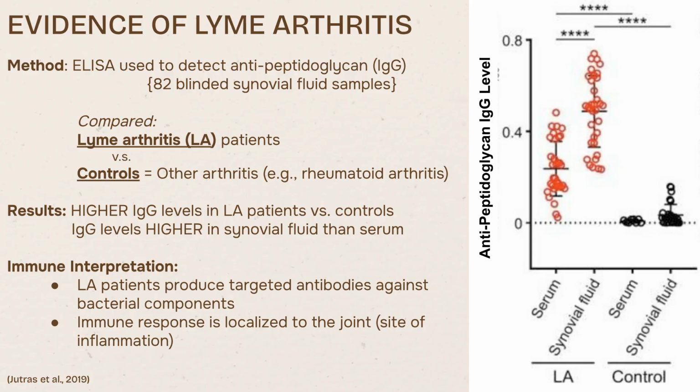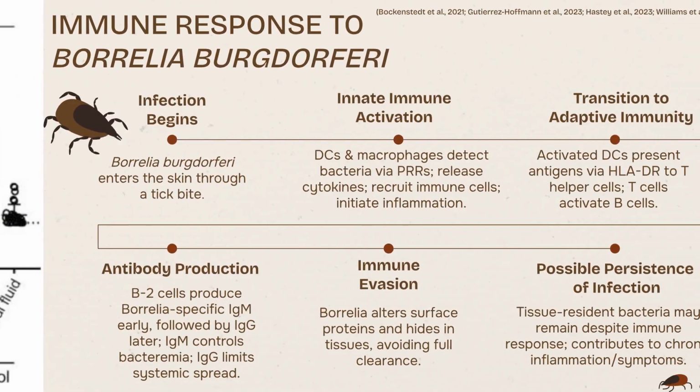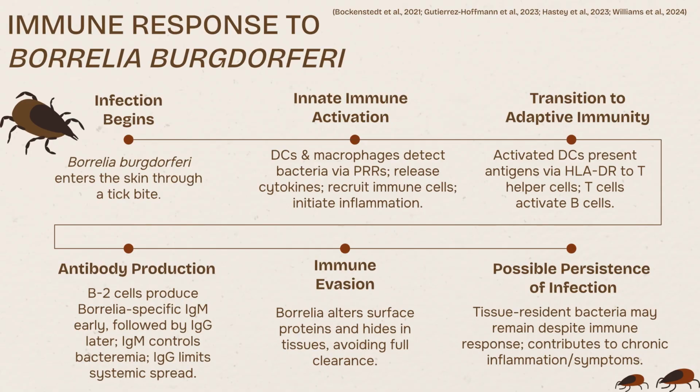Additionally, in Lyme arthritis patients, IgG levels were higher in the synovial fluid than in the blood. This suggests that the immune response is not just happening systemically, but it's actually concentrated in the joints, which is the main site of inflammation. These findings indicate that patients with Lyme arthritis produce significant antibodies targeting bacterial components, and that this response is localized to the affected joints. After a tick bite, Borrelia enters the skin, which marks the beginning of infection.